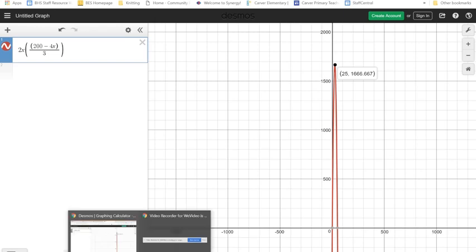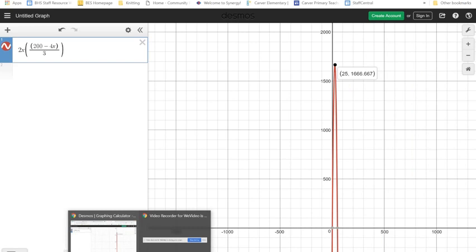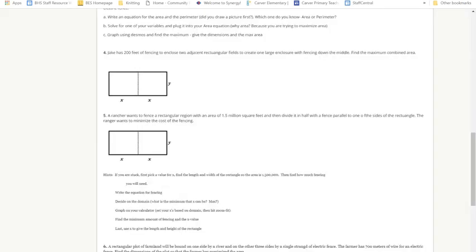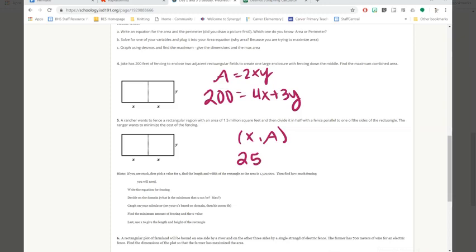So I don't know that I can go back to my screen sketch. Nope. So we'll go back to our work here. We had our equations. A equals 2xy. 200 was our perimeter, equals 4x plus 3y. And then I solved and plugged in, and my graph gave me x comma a. So my x was 25, my area was 1666.7. So what needs to happen now is it asks for the maximum combined area.